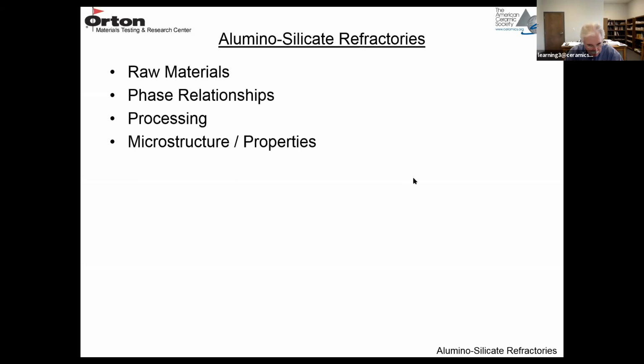So this next session is on alumina silica refractories. And we'll follow the same format we did this morning: our raw materials, phase relationships, processing, and microstructure and properties.